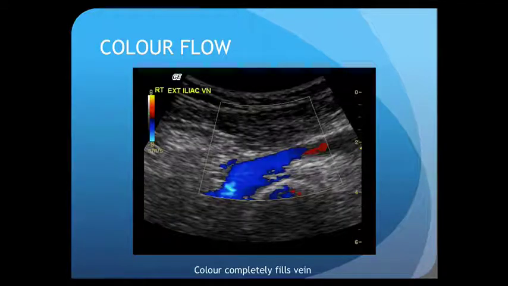And so this is what we hope to see. Here we have the common femoral vein running over the femoral head, which we can see here, and into the pelvis where it becomes the external iliac vein, and we show nice colour filling of that entire vein there.